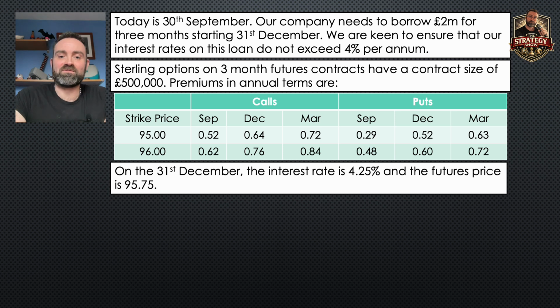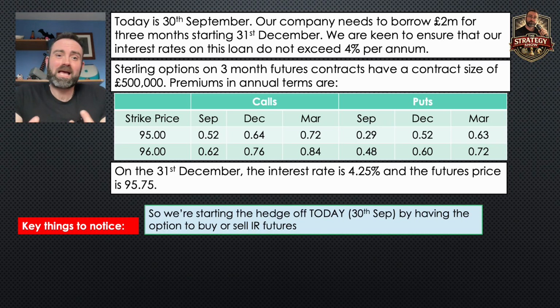On the 31st of December, the interest rate is 4.25% and the futures price is 95.75. So there's quite a lot of information with different dates and interest rates here, which I know can look a little bit daunting. Before we tackle the answer, there are a couple of things that you might notice from the scenario.